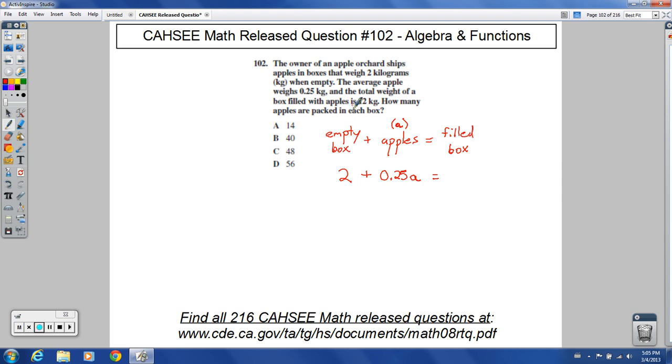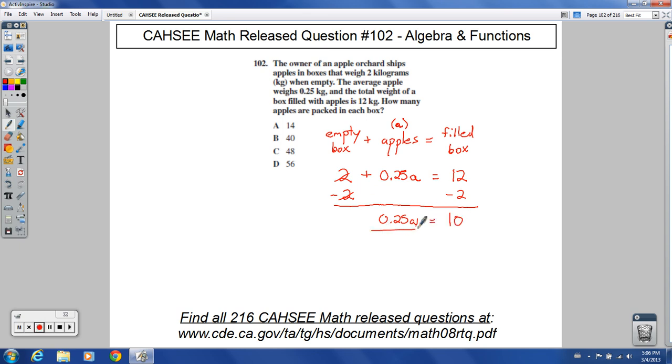The filled box, it says it's filled with apples. That is 12, sorry, not 10, but 12 kilograms. So now it's a matter of solving this for A. Could I use X instead of A? Sure. I just went with A for apples, though. So if I subtract 2, that's where I was thinking of 10. That's where the 10 comes in. This would go away here and here. I'd have 0.25 times my number of apples is going to equal 10.